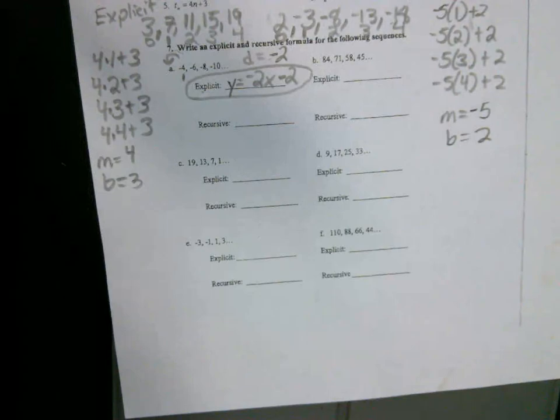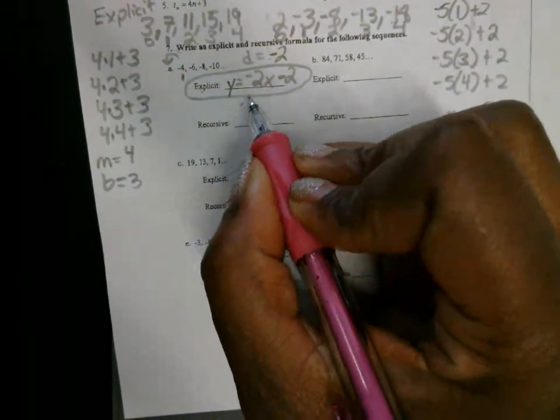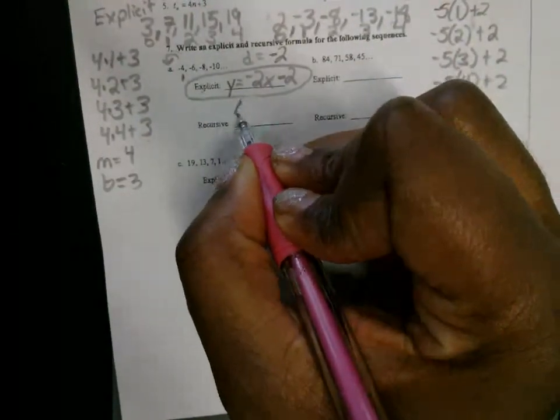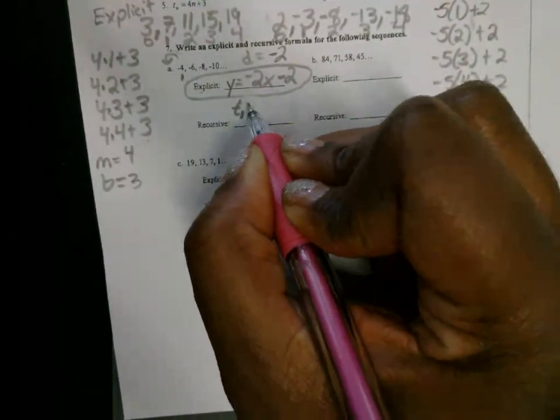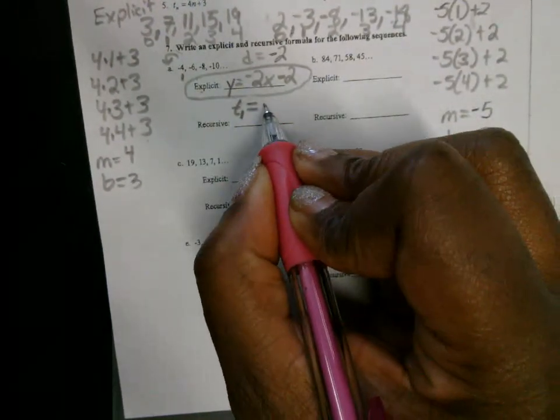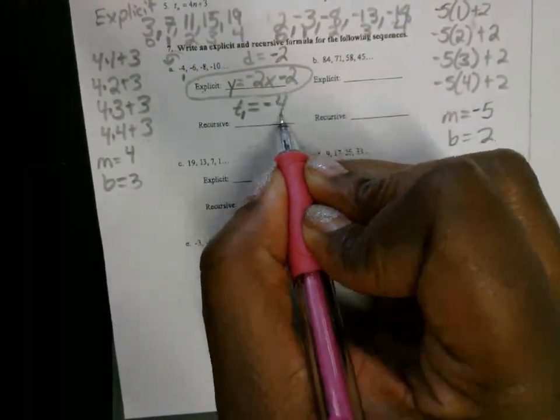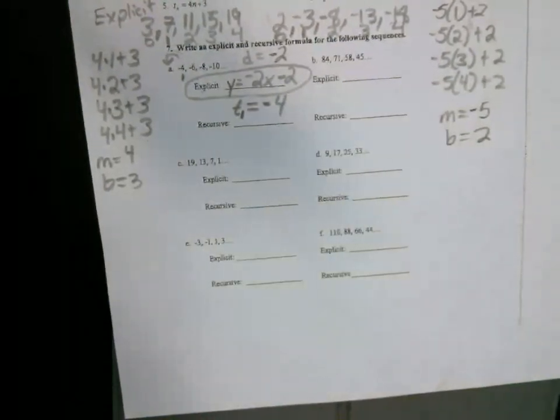All right, let's do recursive. What is my first number? What letter do y'all want to use? I don't know. T, we can still use T. What's T sub 1? The first number in the list is what? -4 is the first number in the list. -2 is the zero number. -4 is the first number. All right, so now how do I write this?